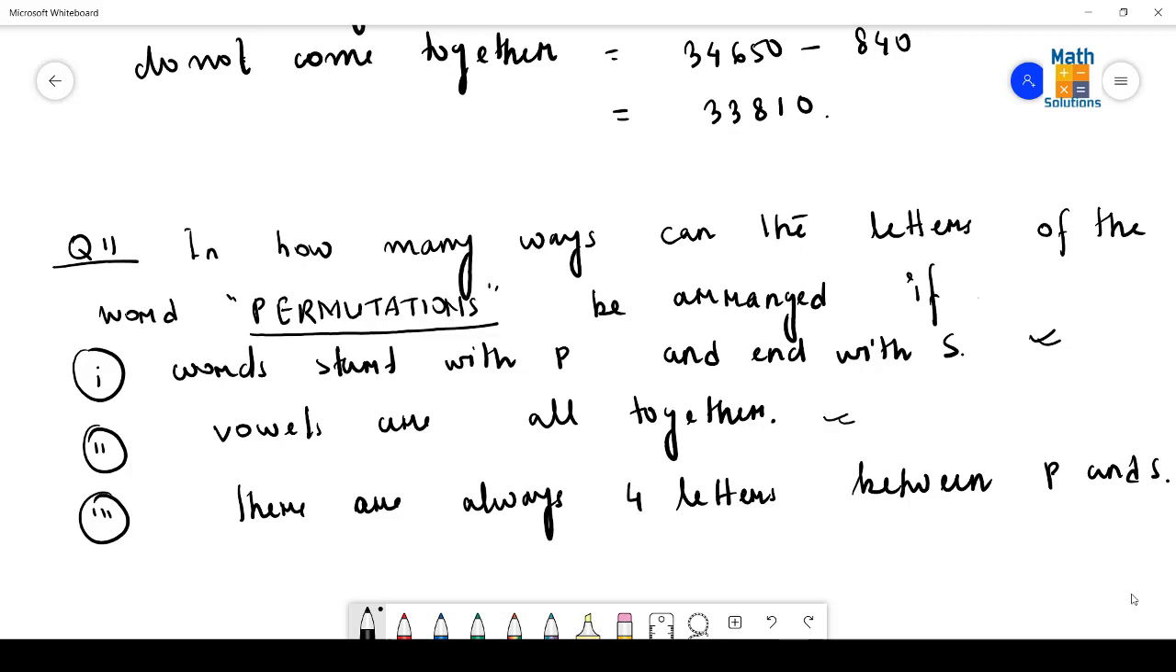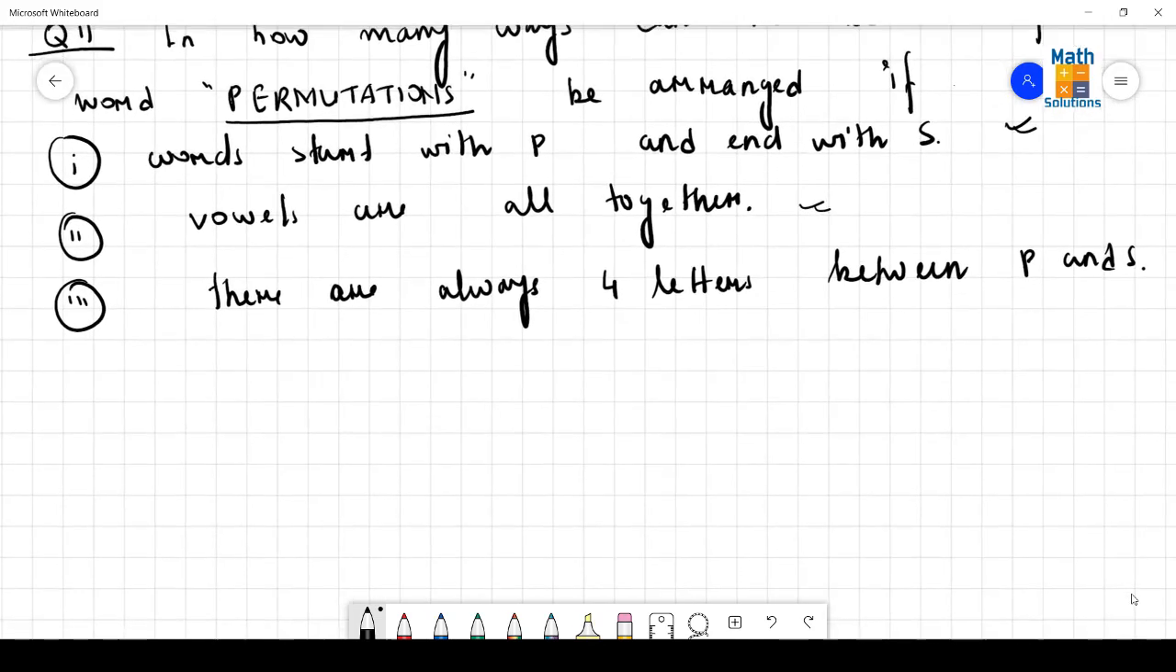Then again in the second question, what is said? All the vowels of this word should come together. In that case, how many such permutations we shall be getting, that we have to find out. And in the third case, there are always 4 letters between P and S, meaning whatever the positions for P and S we get in this word, we must be very sure that there are always 4 letters in between P and S. So let's come to the solution part here.